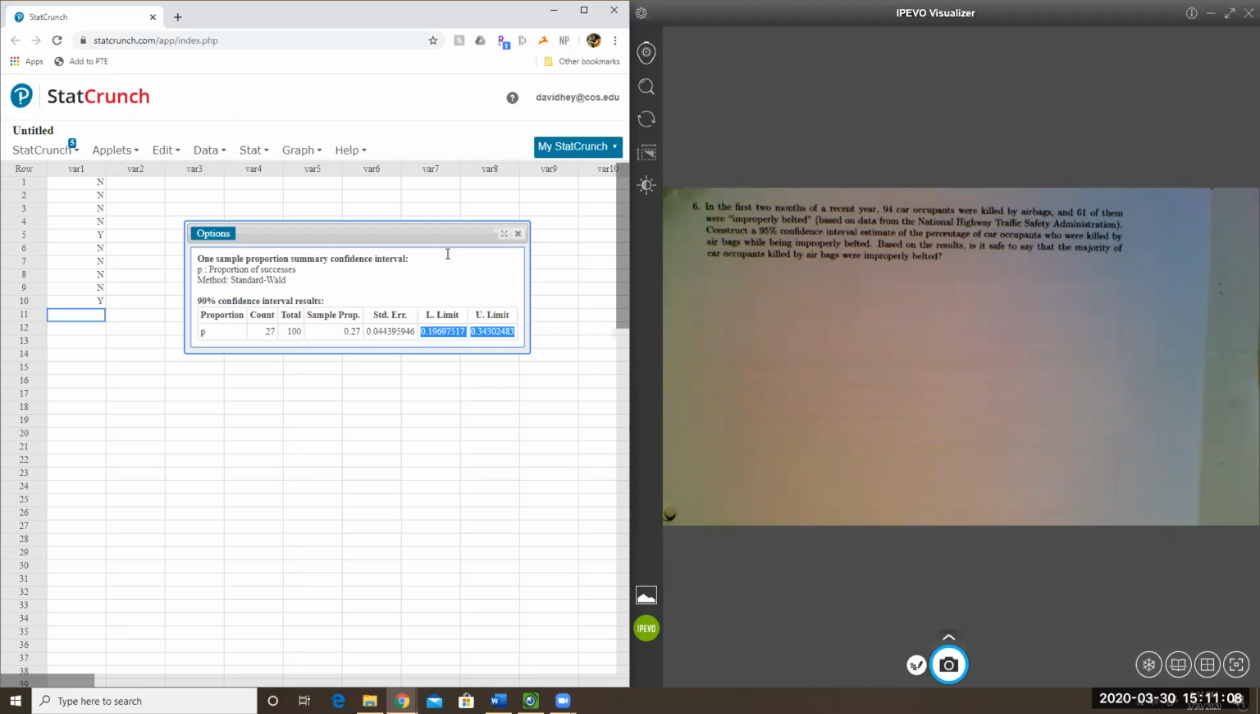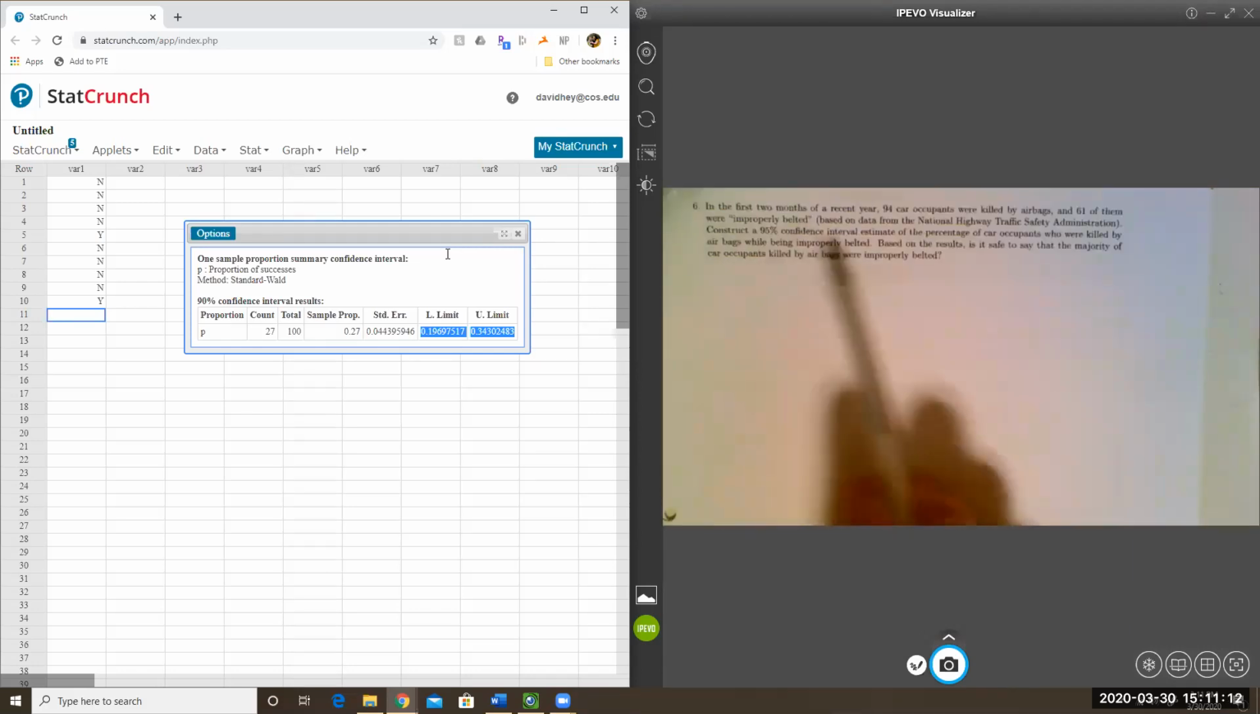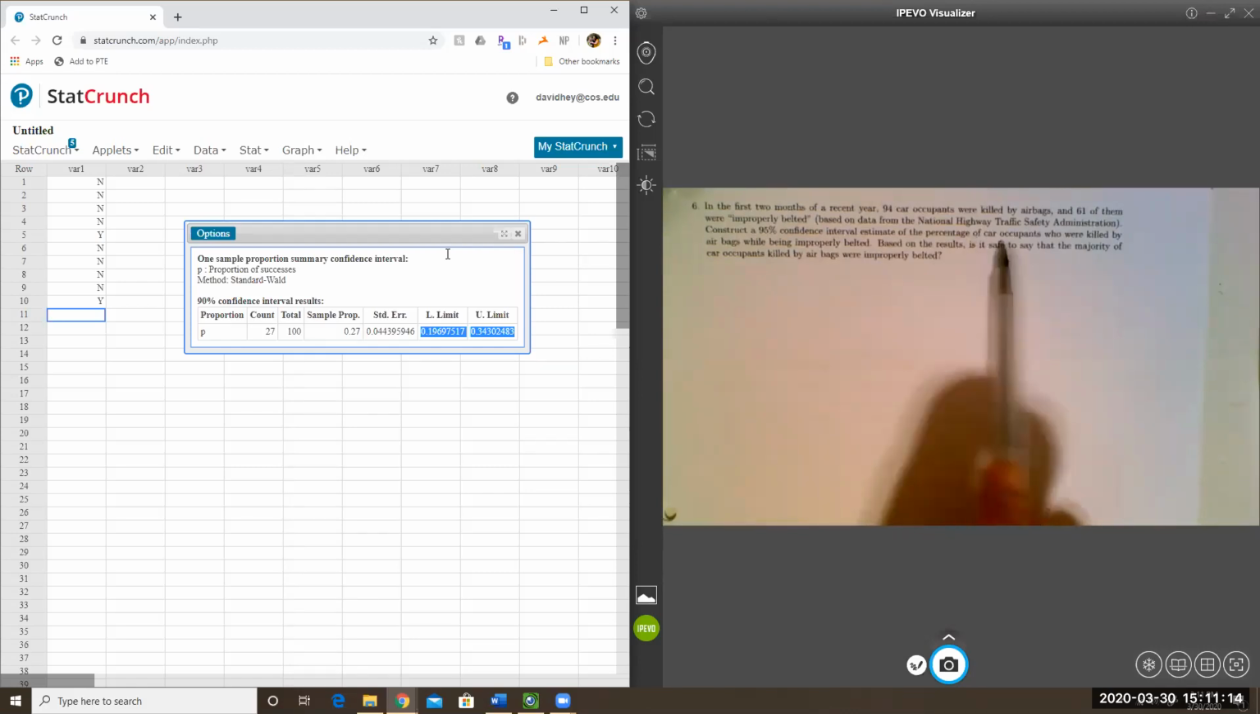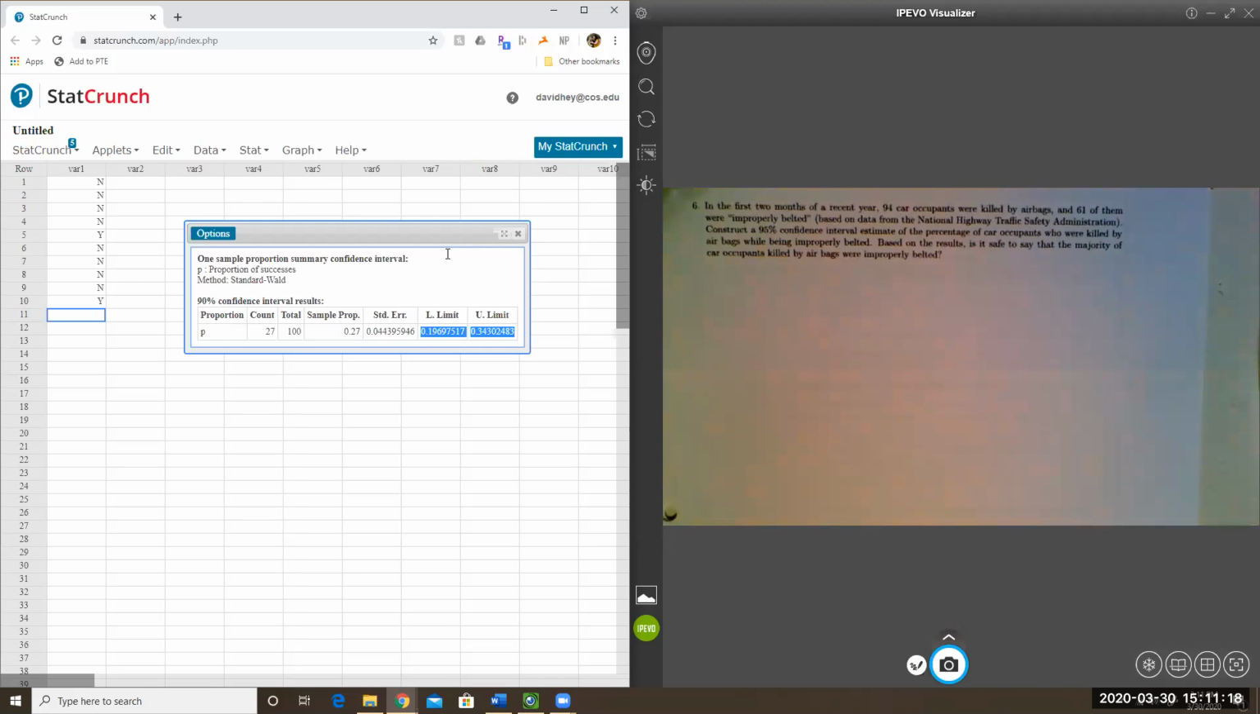So we want a confidence interval estimate of the percentage of car occupants. Well, percentage is really the same thing as proportion, right? So we want a confidence interval for the proportion here. If you were thinking standard deviation, because it's the only example we haven't done in a while, well, you were led astray, right? Because this one is asking for an interval for the percentage, or in other words, proportion.